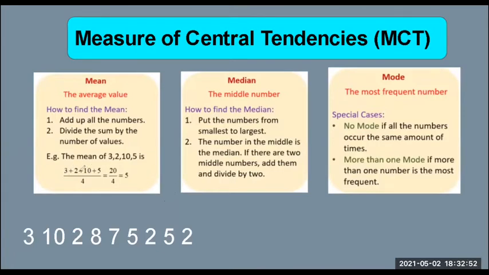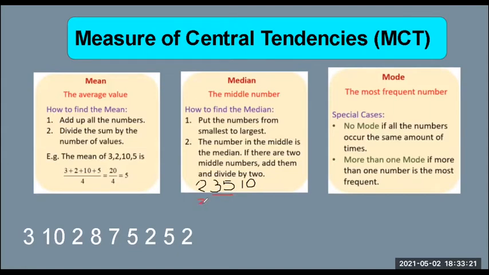So we have 2, we have 3, we have 5, and we have 10. Then our middle numbers are 3 and 5. Let's add them.